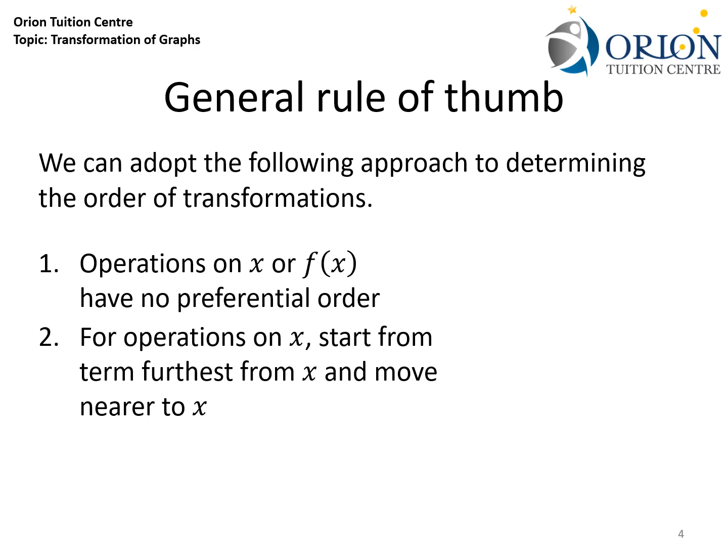Number 2, for operations on x, the golden rule is to start from the term furthest away from x and slowly move in towards x. In other words, we work outside in. For example, if I have the function y = f(3x + 4), we will perform the translation first since the 4 is further away from x. Then we will perform the scaling because the next nearest to x will be 3.